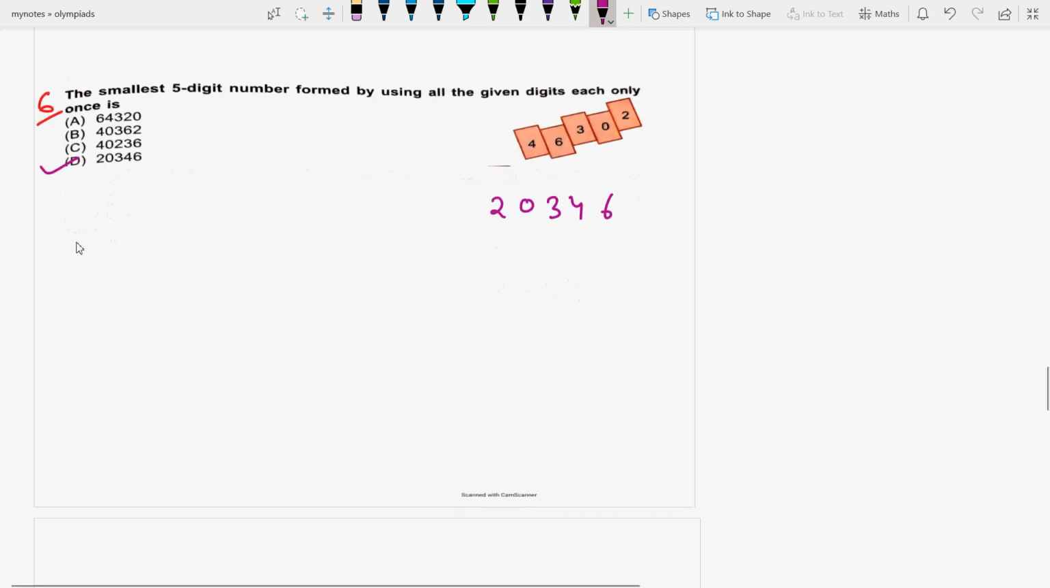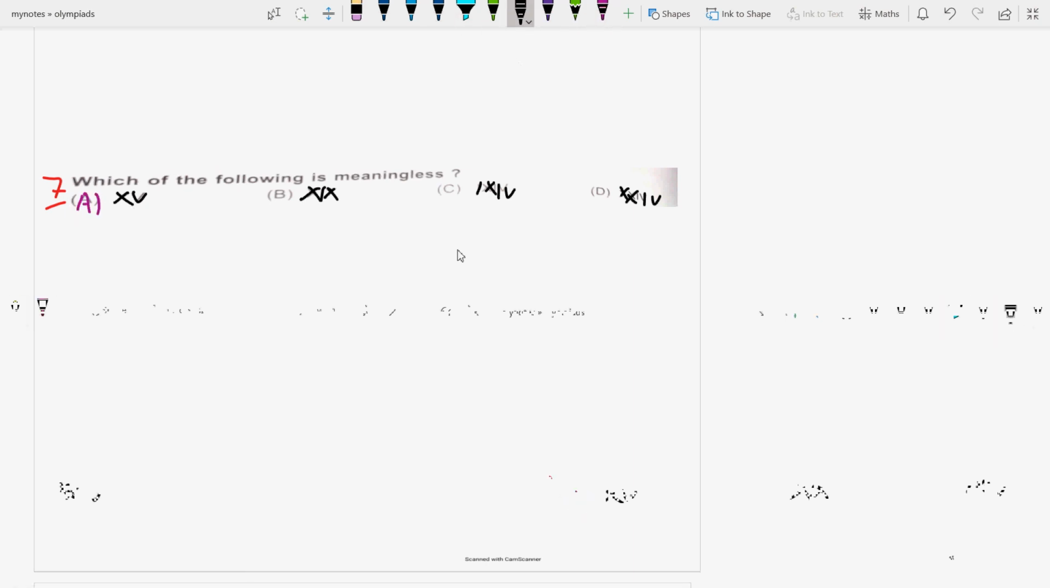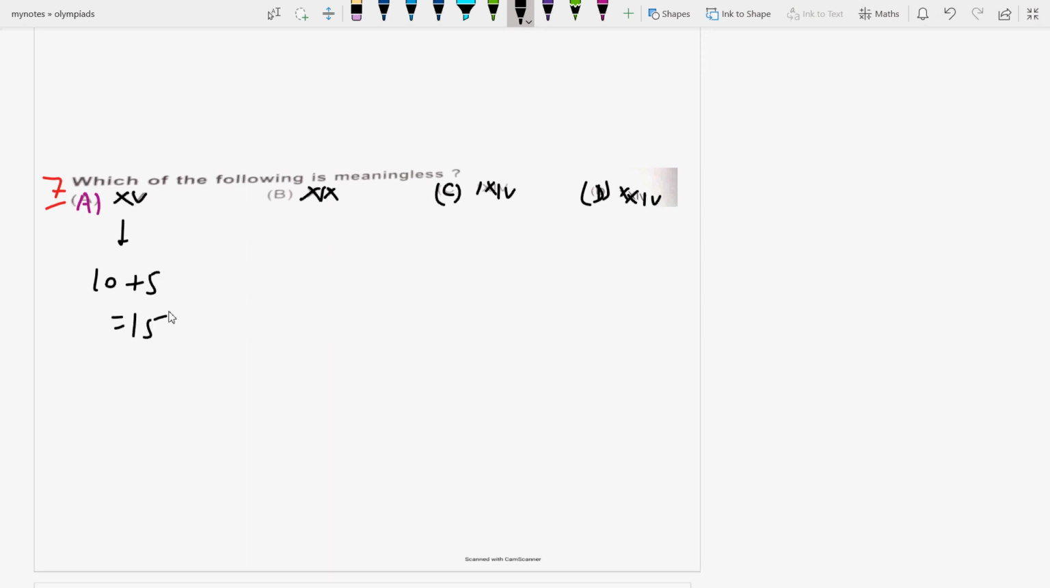Okay. Next question is, which of the following is meaningless? See, I'm sorry, it has come out blurred. It is blurred somewhat, but I have written it again. Which of the following is meaningless? So first of all, just evaluate its value. This is XV, that means it is 10 plus 5, it is 15, right? Okay, now next one is what?